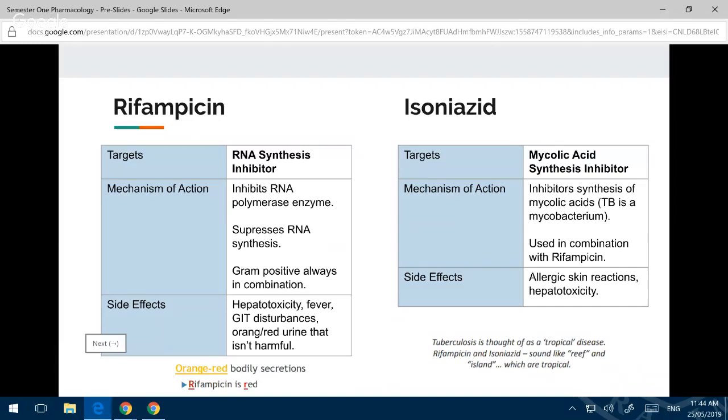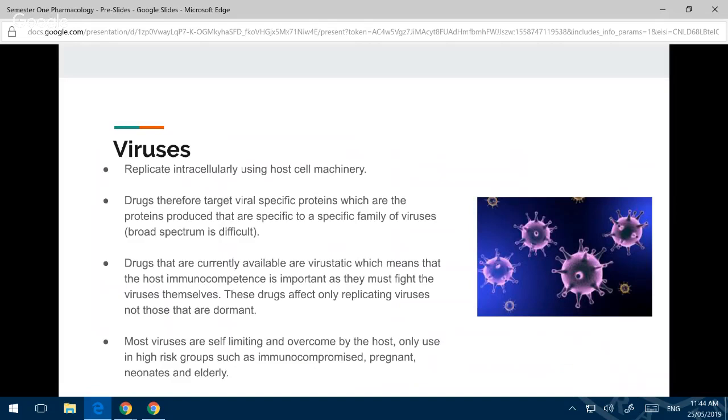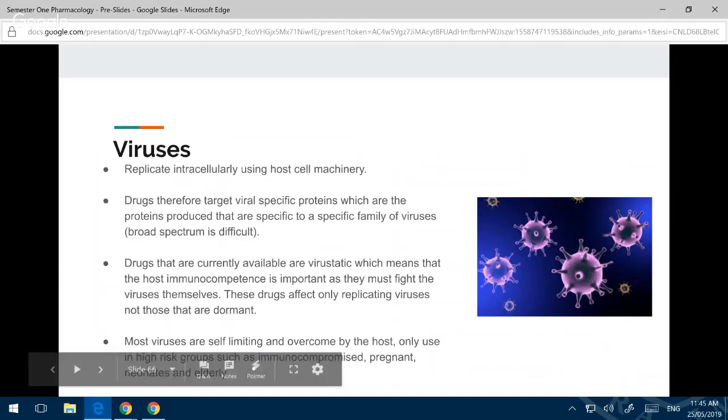Antivirals, there are a few of these. So viruses, obviously, as you know, replicate intracellularly. Drugs target viral-specific proteins to which they belong, specific family of viruses. Drugs that are available are currently virostatic, which means that the host immunocompetence is important. Obviously, this represents the difficulty in the immunocompromised. Most viruses are, however, self-limiting and overcome by the host. So we only use them in high-risk groups. So yeah, pregnant people, neonates and the elderly, as well as the immunocompromised.